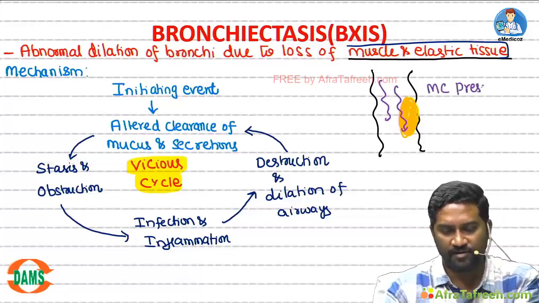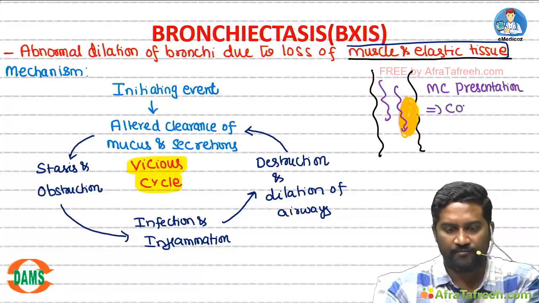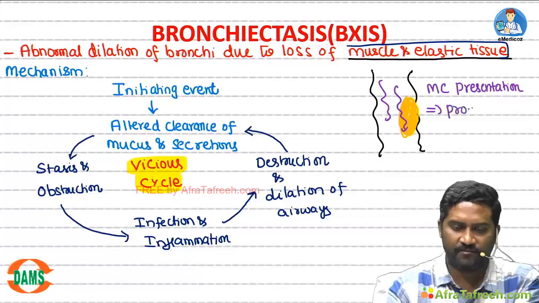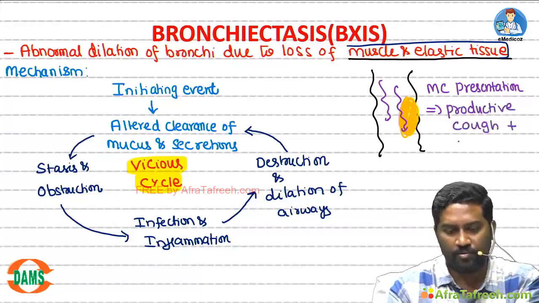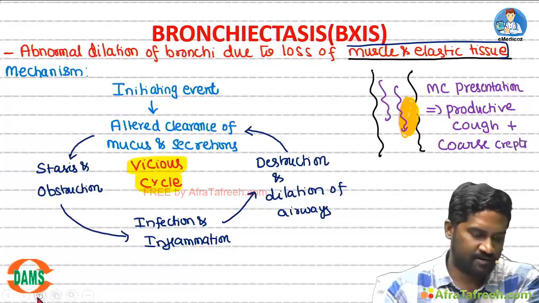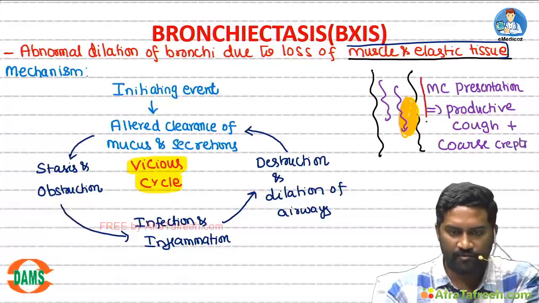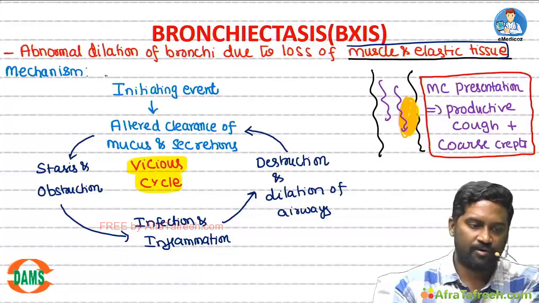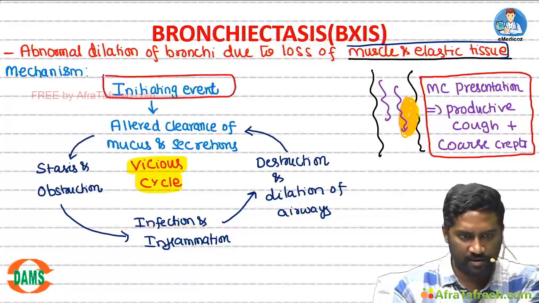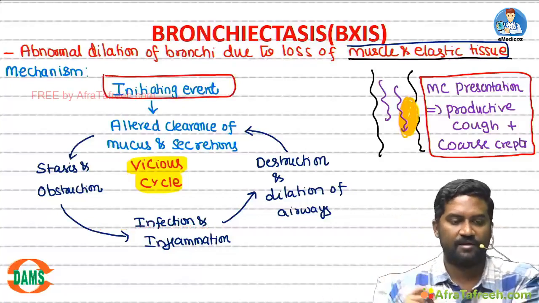Most common presentation of this patient will be cough, that too productive cough. Along with that, coarse crepitations on auscultation. Now what are the initiating events that can be responsible for bronchiectasis? Let us see the etiology of bronchiectasis.